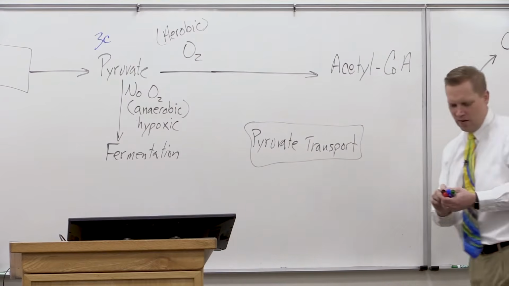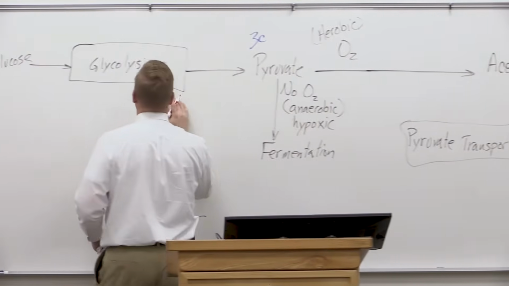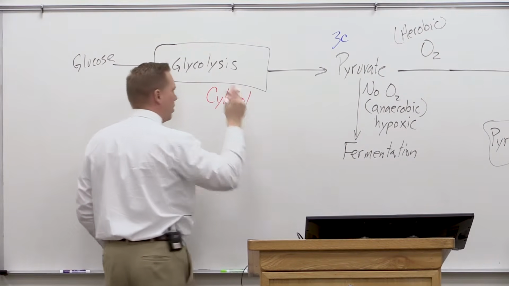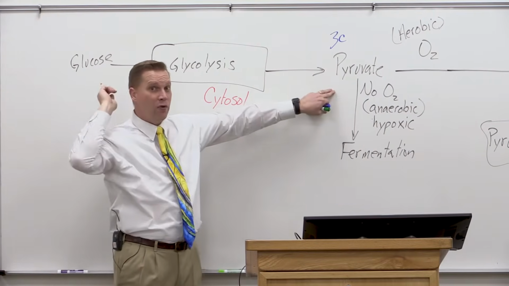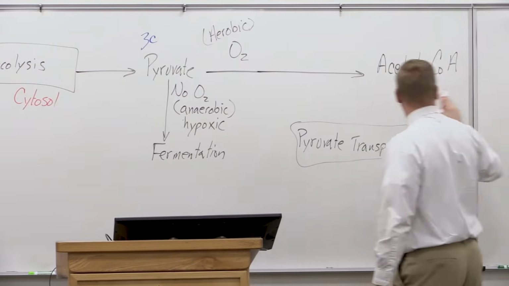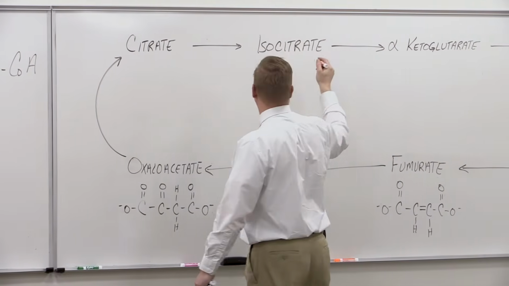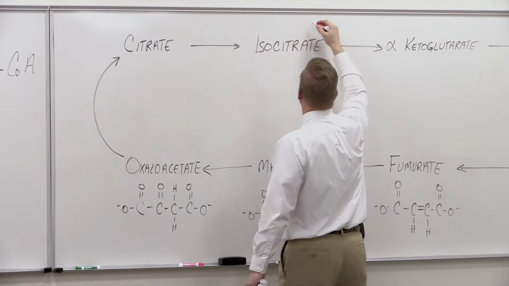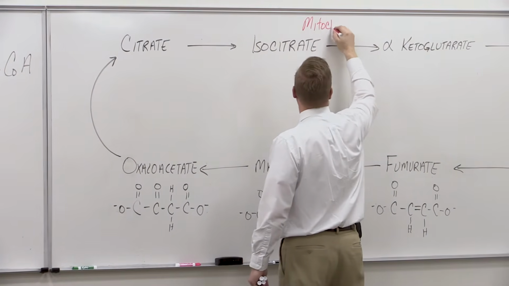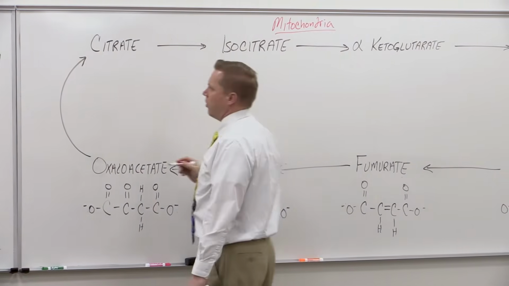And the reason why it's called pyruvate transport is because glycolysis over here is happening in the cytosol of the cell, and that's where we have pyruvate, that's where we create it. And then over here, when we get to the citric acid cycle, this is going to be in the mitochondria. So we'll put up here mitochondria. So that's the location of that.